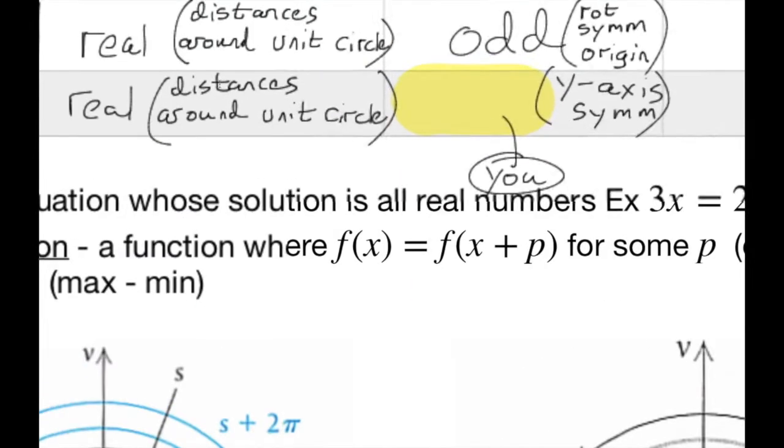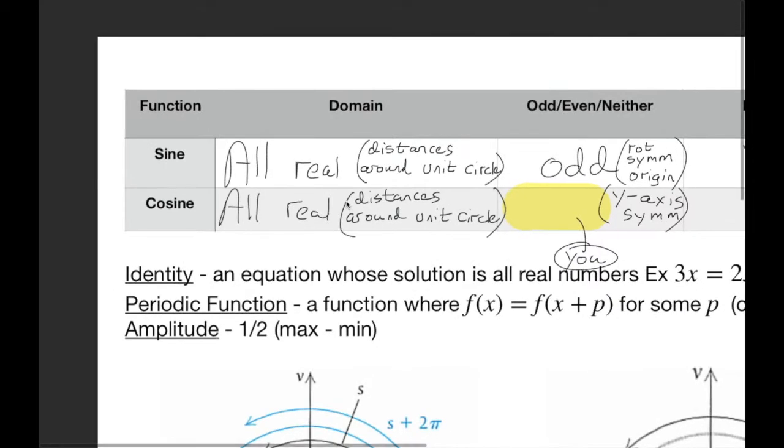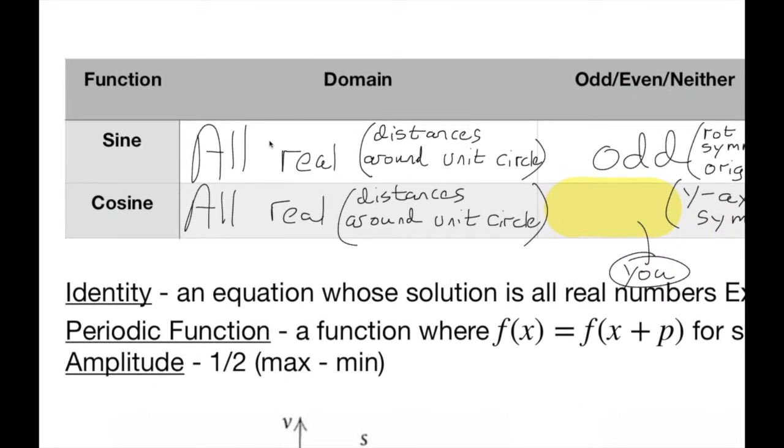So we can see here the function. Because it's a function, we can talk about all those things we know about functions. All functions have a domain. The sine and cosine have all real numbers as their domain, because any real number can have a distance around the unit circle. You can have positive distances, negative distances, decimal distances. Any real number can represent a distance going around the unit circle.